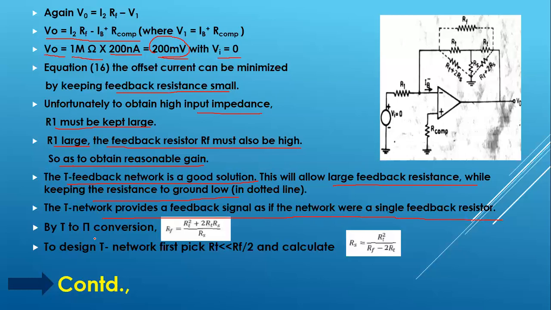So here we are converting T to pi, that is this T combination, the RT RS combination. This T is replaced with a pi conversion by using RF is equal to RT square plus 2 into RT into RS by RS. And from this, if you choose RT much less than RF by 2, then you can calculate RS is equal to RT square by RF minus 2RT. So by using these two expressions, we can calculate the value of the feedback circuit.